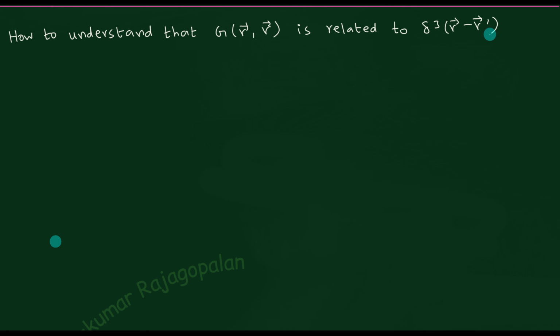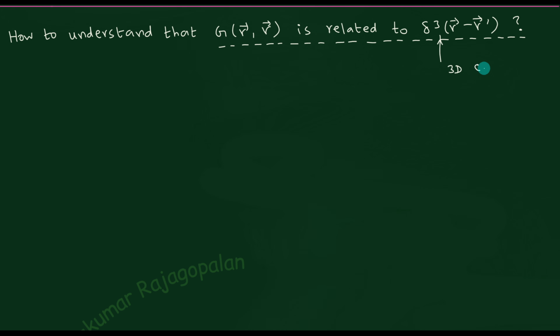So the question now is clear. How to understand that the Green function capital G is related to the Dirac delta function. That is a general question. But in order to understand certain things comfortably, I will explain the methodology in the one-dimensional case, so that you don't have to worry about the three-dimensional one.